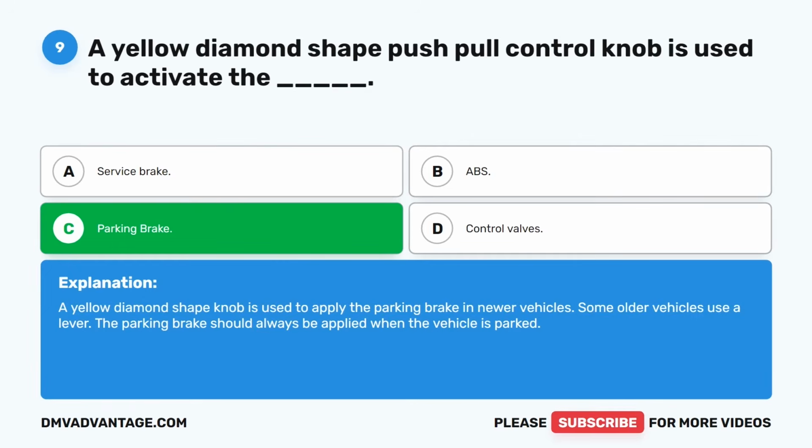A yellow diamond-shaped knob is used to apply the parking brake in newer vehicles. Some older vehicles use a lever. The parking brake should always be applied when the vehicle is parked.